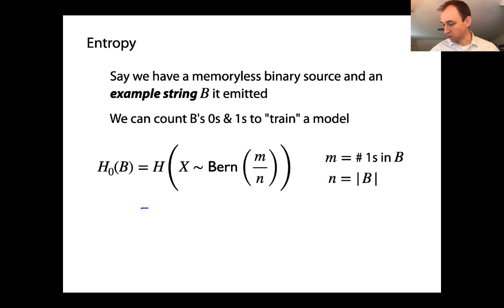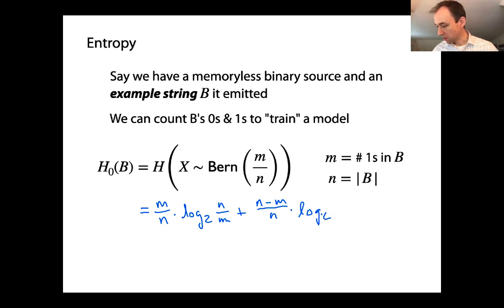Well, we'll just go back to the definition of Shannon entropy. Let's start with the outcome that it emits a 1. That happens with probability m over n times log base 2 of 1 over that probability, so n over m, plus, now let's go with the probability of 0. This would be n minus m over n times log base 2 of 1 over that, so n over n minus m.